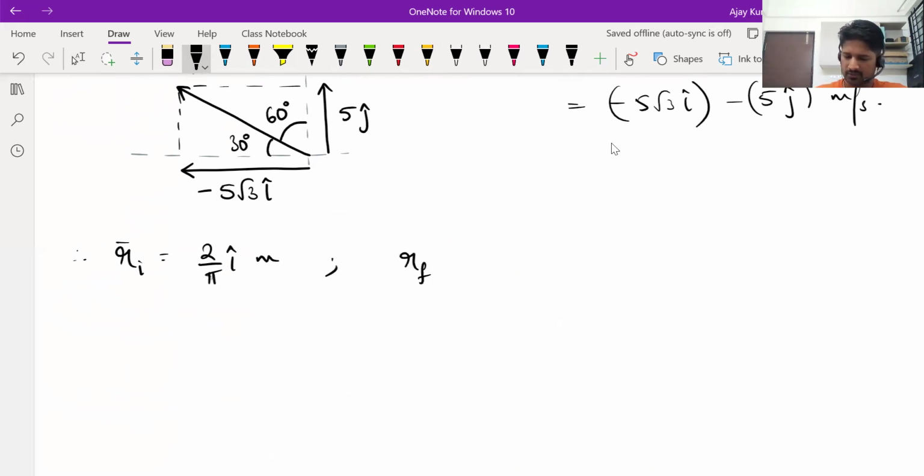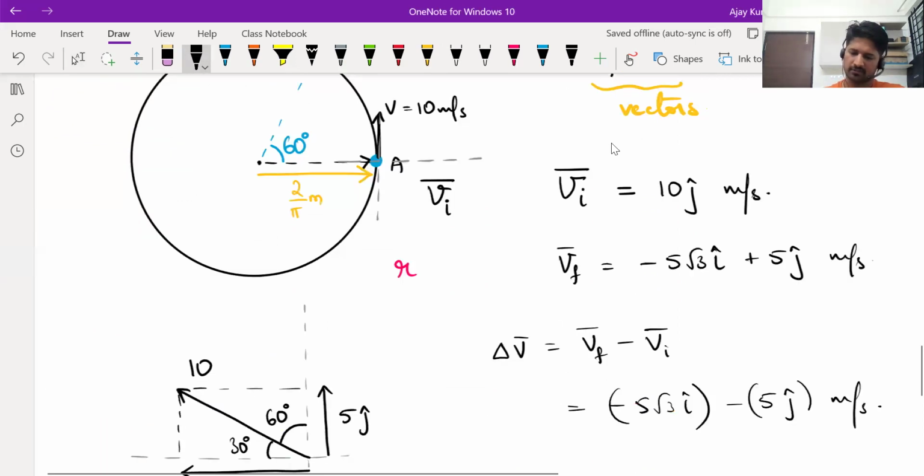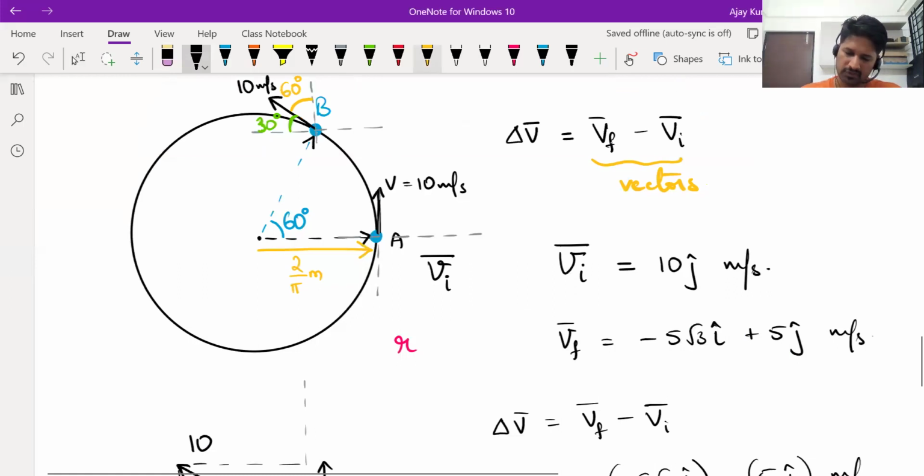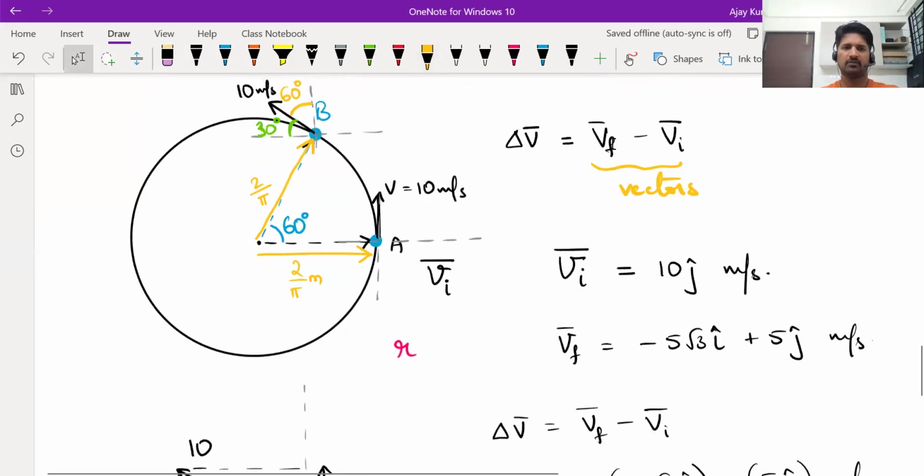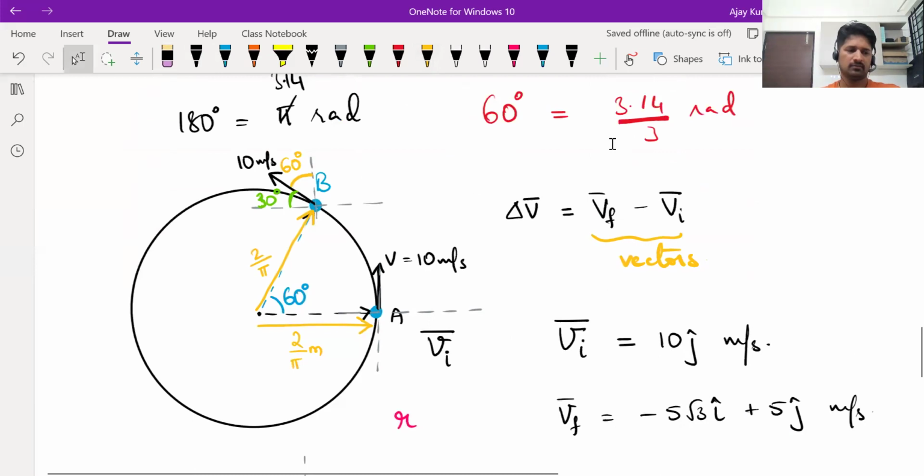Next is the final position. Let us visualize the vector first. Again, position is from the center to the particle. It's like this. We know its magnitude, 2 by pi, and you know what angle it makes. So you just need to express it as a vector. Have any of you done that? Okay, it's not a big deal.